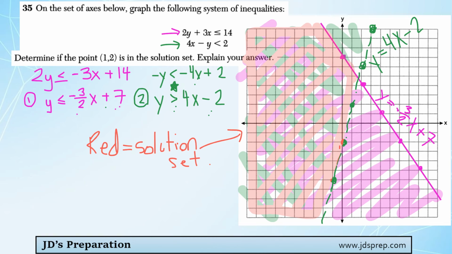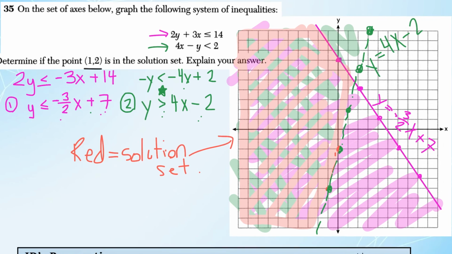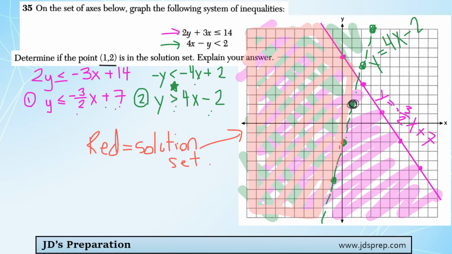Now, for the last part of the question, we're asked to determine if the point 1, 2 is in the solution set. So let's go ahead and find it. 1, 2. Let me just zoom in here. So you can see the point 1, 2 is right here. And you may instinctively think, oh, that is along the green line, so that's part of the solution set. But remember, we've talked about how the green line is dotted, which means that actual line is not part of the solution set. It's outside of it.